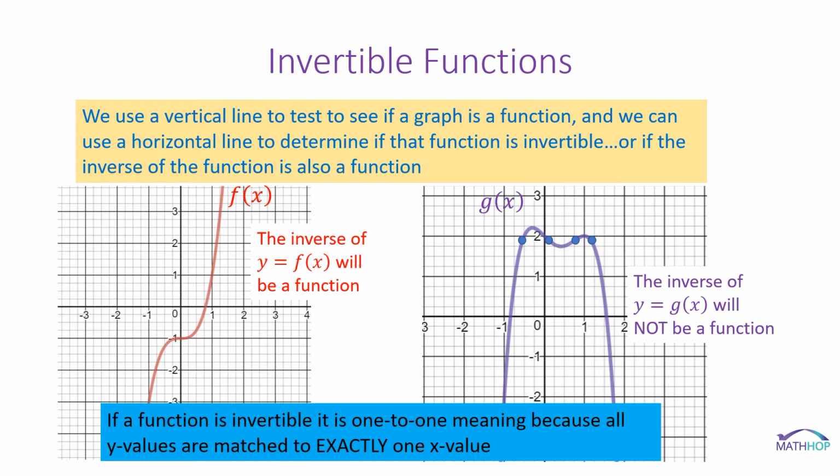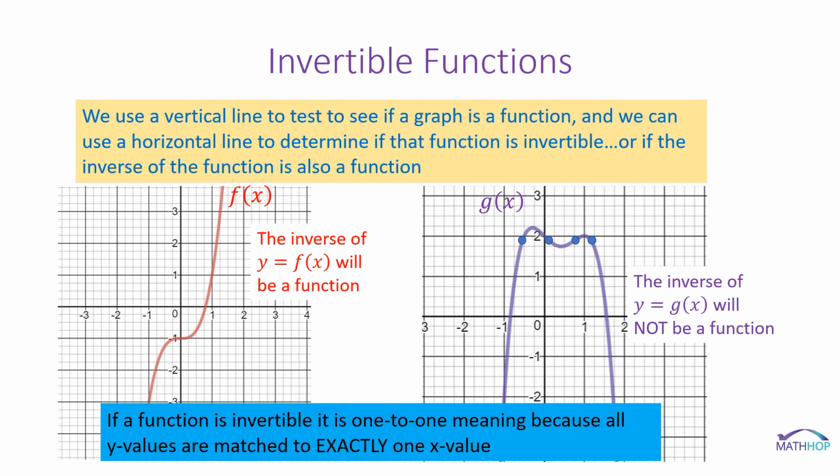Now, I like to say all y values are matched to exactly one x value. I've seen textbooks say all x values are matched to one y value and all y values matched to one x value. But guess what? All x values being matched to one y value is the definition of a function. So you don't have to repeat that, okay? It's 1-to-1 because all of these y values come down to just one x value.